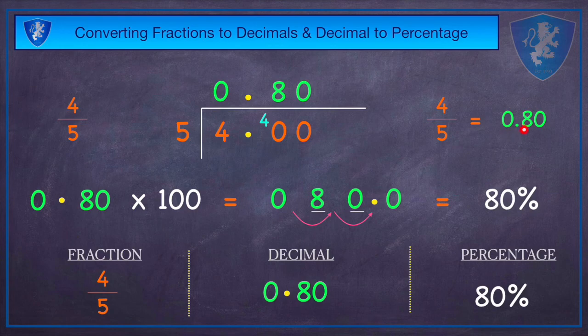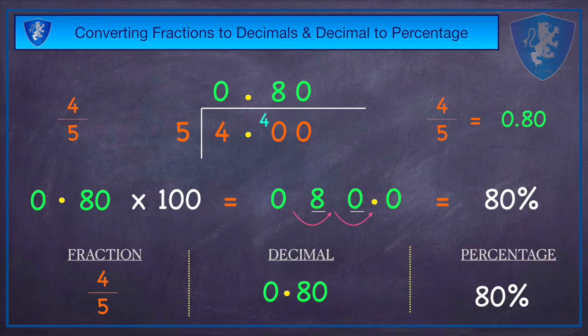Now that decimal, 0.80, converting into a percentage, multiplying by 100. As you see here, 2 places to the right, 80.0, and we can write it as 80%. So again, 4 over 5, as a decimal is 0.80, and as a percentage is 80%.